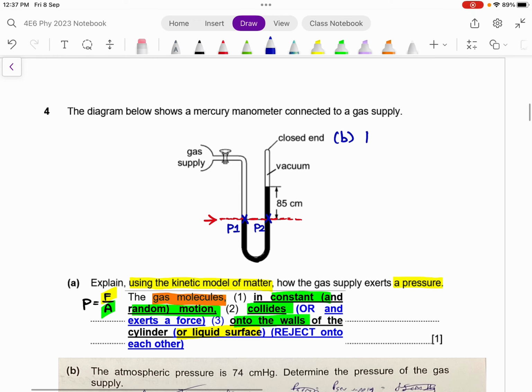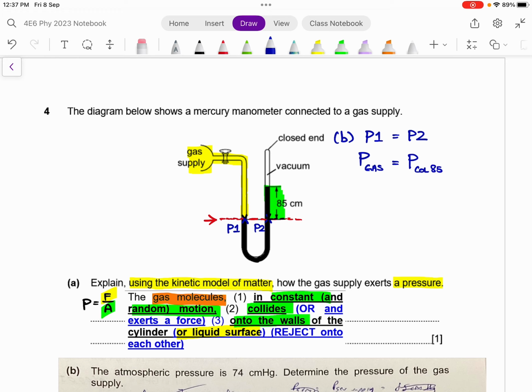Pressure 1 equals pressure 2. Then next step. Pressure 1 consists of what? Pressure 1 consists of the pressure that is coming down onto this level by the gas supply. So this is P gas. Pressure 2 consists of the pressure coming from this column. So I say pressure of the column is 85.